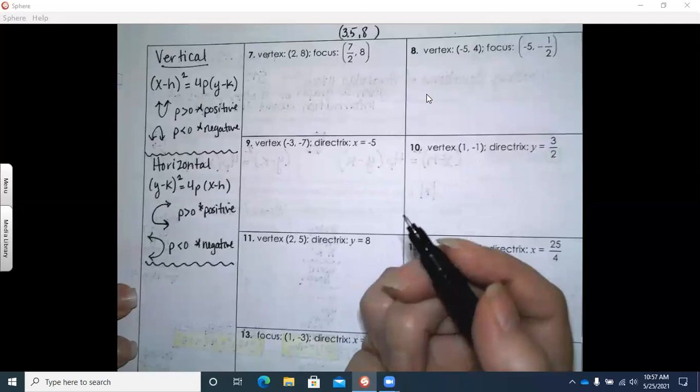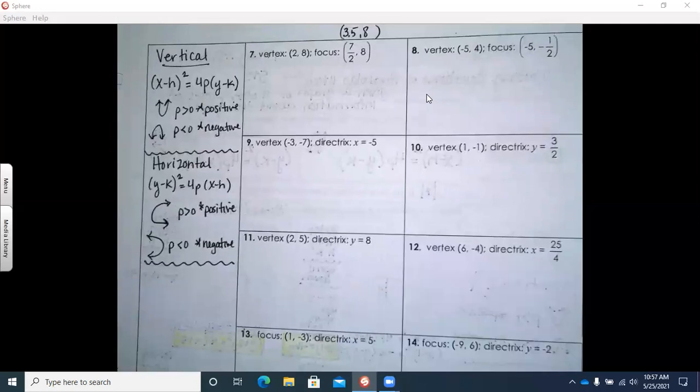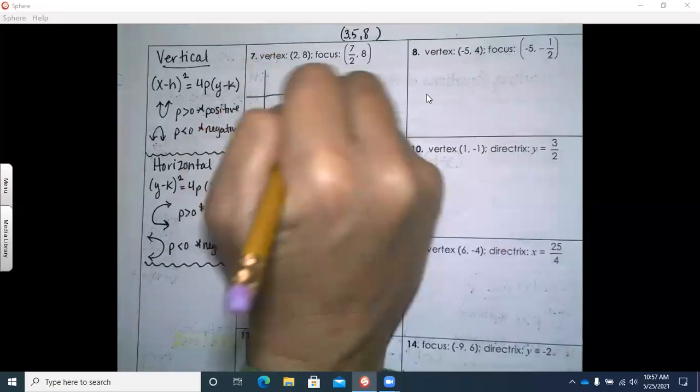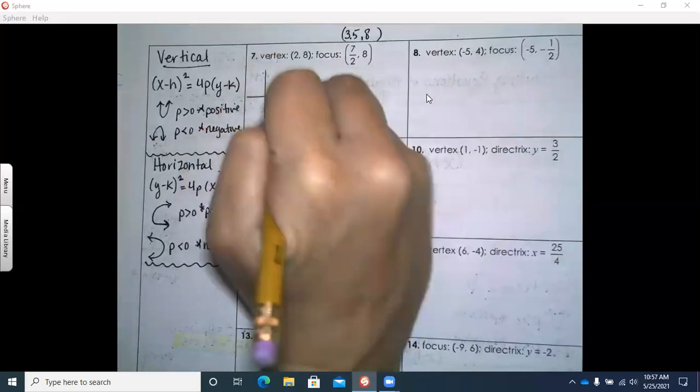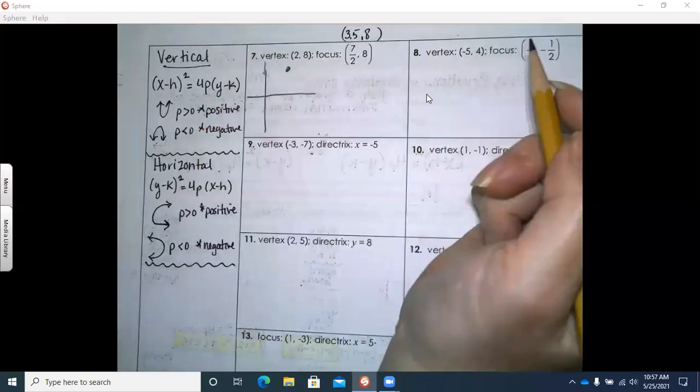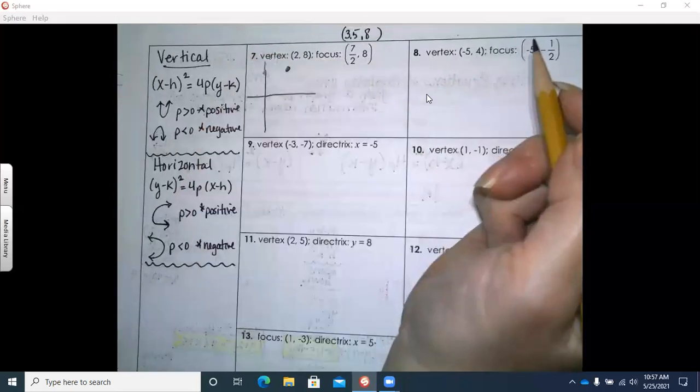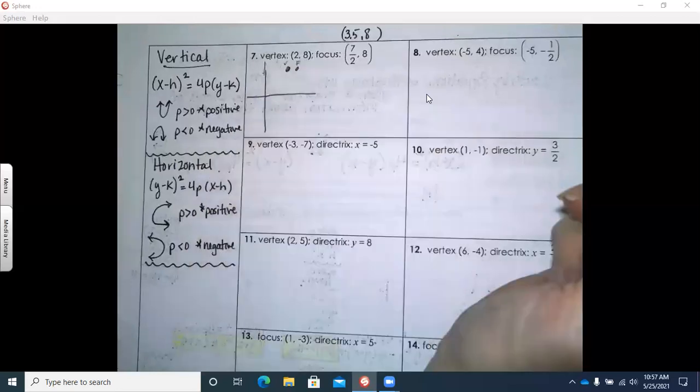All right, so number 7, the vertex is at (2, 8). And the focus is at (3.5, 8). So this is the vertex, this is the focus. So what way is my parabola going to open? To the right.